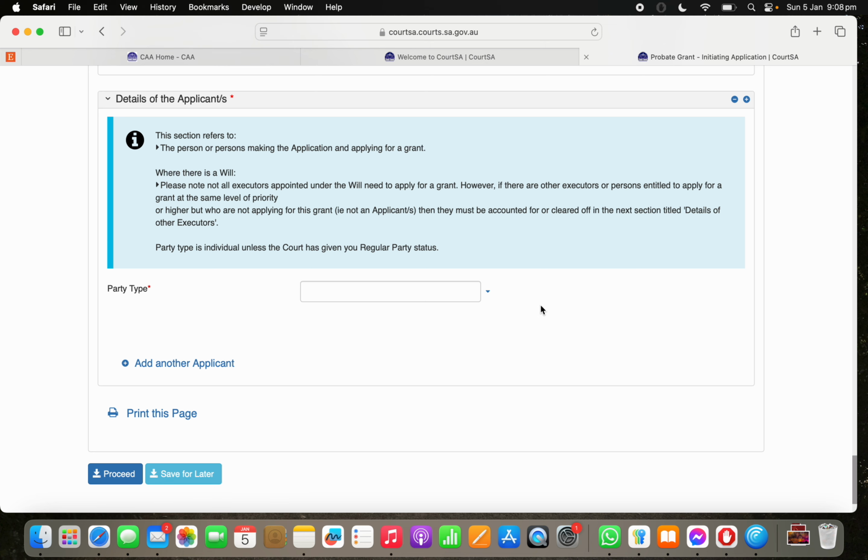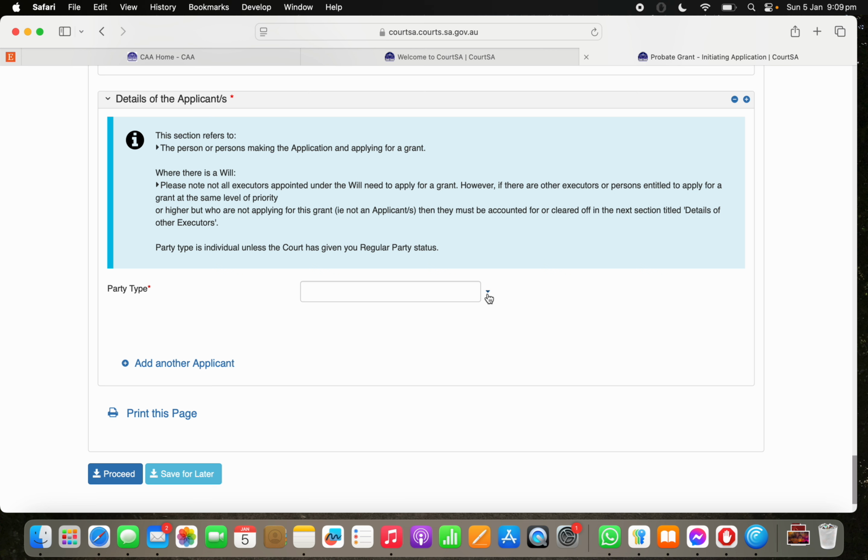So for this part of the form, we're going to use a little example, and we're going to say that the will recites, I appoint my wife Anna, and if she predeceases me or is unwilling or unable to act, then I appoint my son Brad and my daughter Claire. Now, wife Anna has predeceased, and son Brad wishes to apply for a grant, but daughter Claire does not wish to be a proving executor. She wishes to be non-proving and wishes to have leave reserved to her.